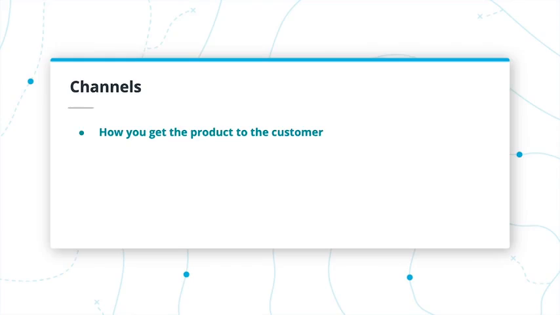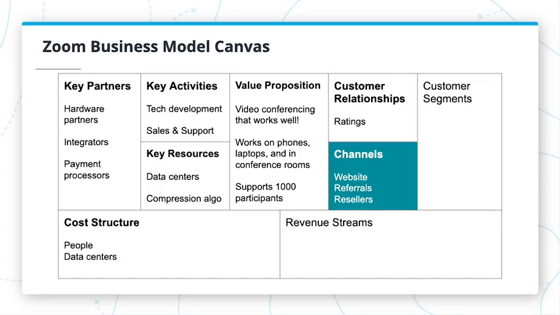Next is channels. Channels is all about how you get the product to the customer. It's also important to think about which channels work best and which are the most cost-effective. Going back to the Zoom example, there are 3 channels that I noticed. They have their website where people can sign up and purchase the product directly. They have referrals as well. So for example, if I'm a Zoom customer and I invite you to a Zoom meeting, you learn about the product through my referral. And lastly, they have resellers who sell the product on their behalf.